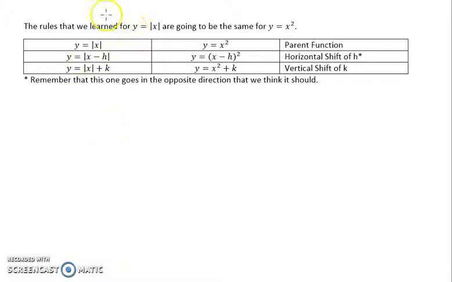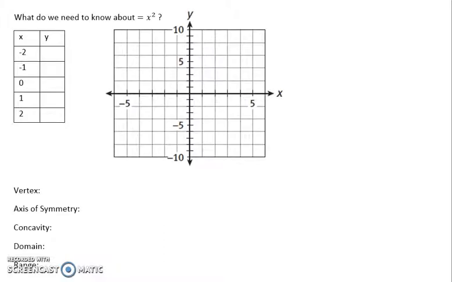So if all we have to do is know these rules that we already know, the basic thing that we just have to learn that's new is, what does the graph of y equals x squared look like? What are some pieces that we need to know? So the important stuff is going to be what the graph looks like, the vertex, the axis of symmetry, the concavity, domain, and range.